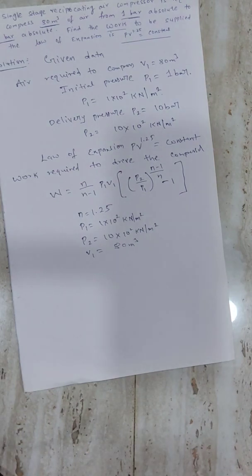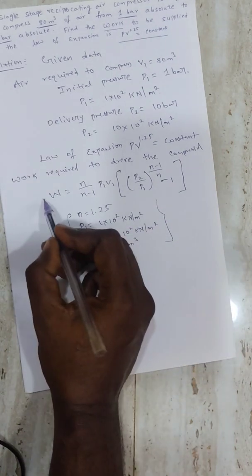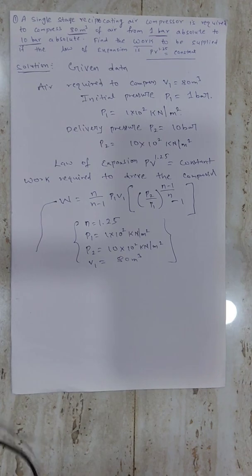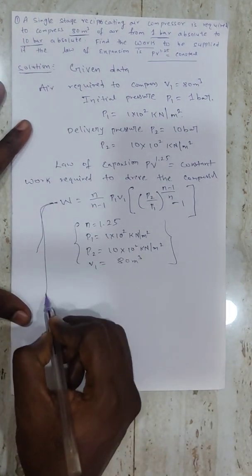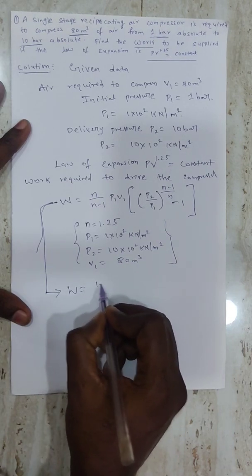Okay, let's put all the values in the above equation. Okay, what happens? W is equal to, what is the n value?